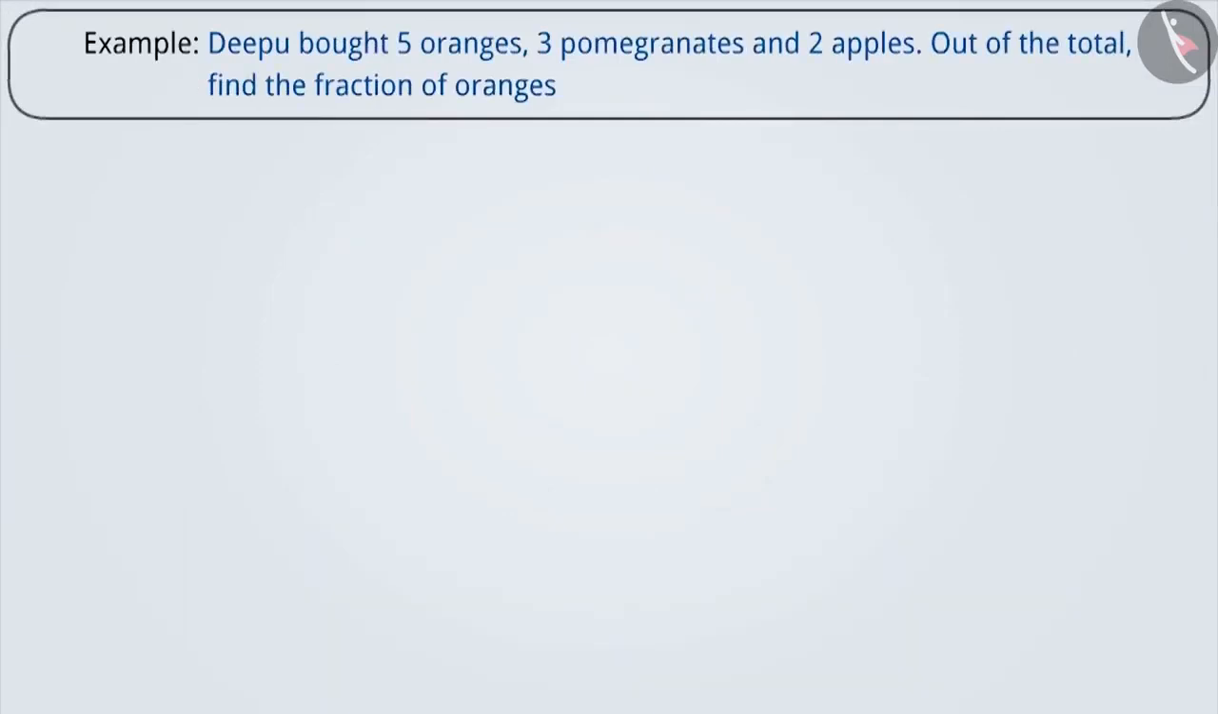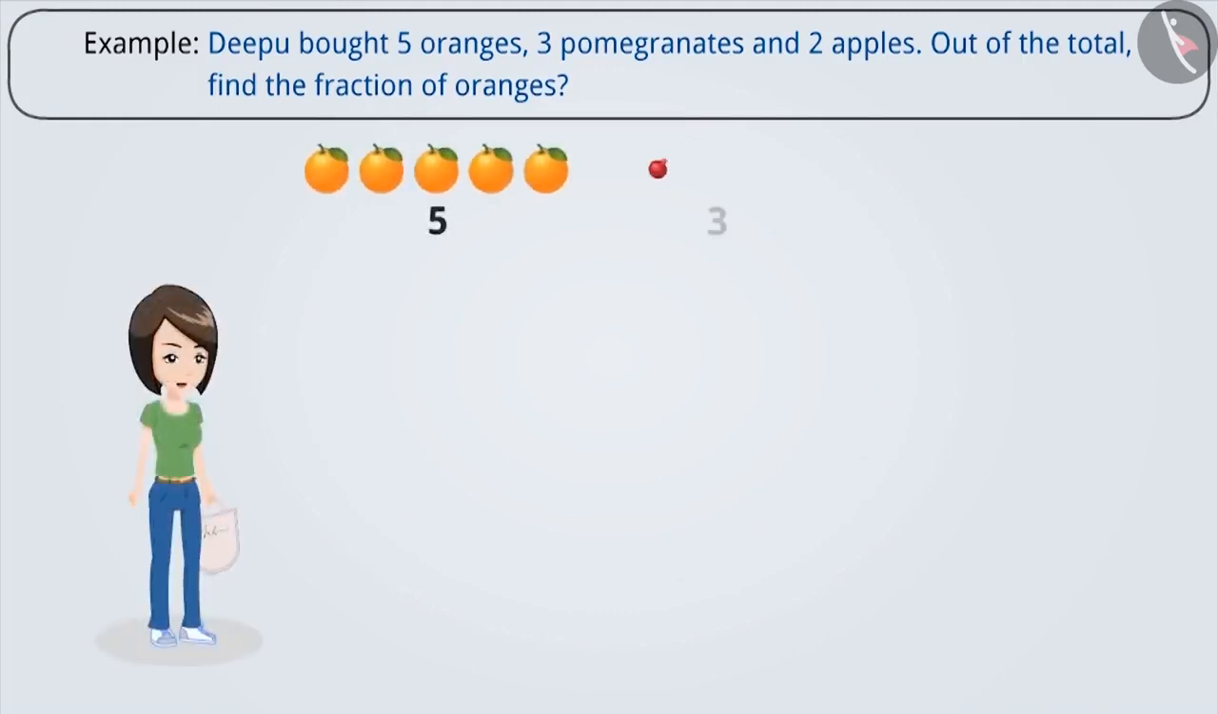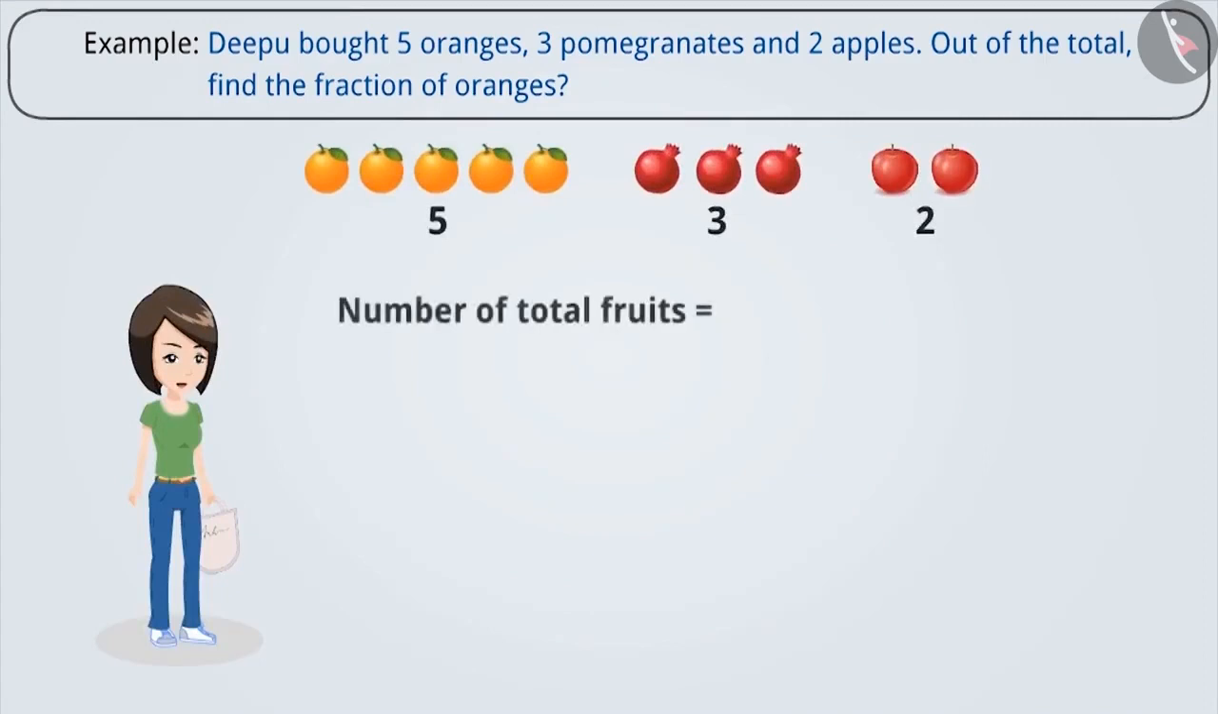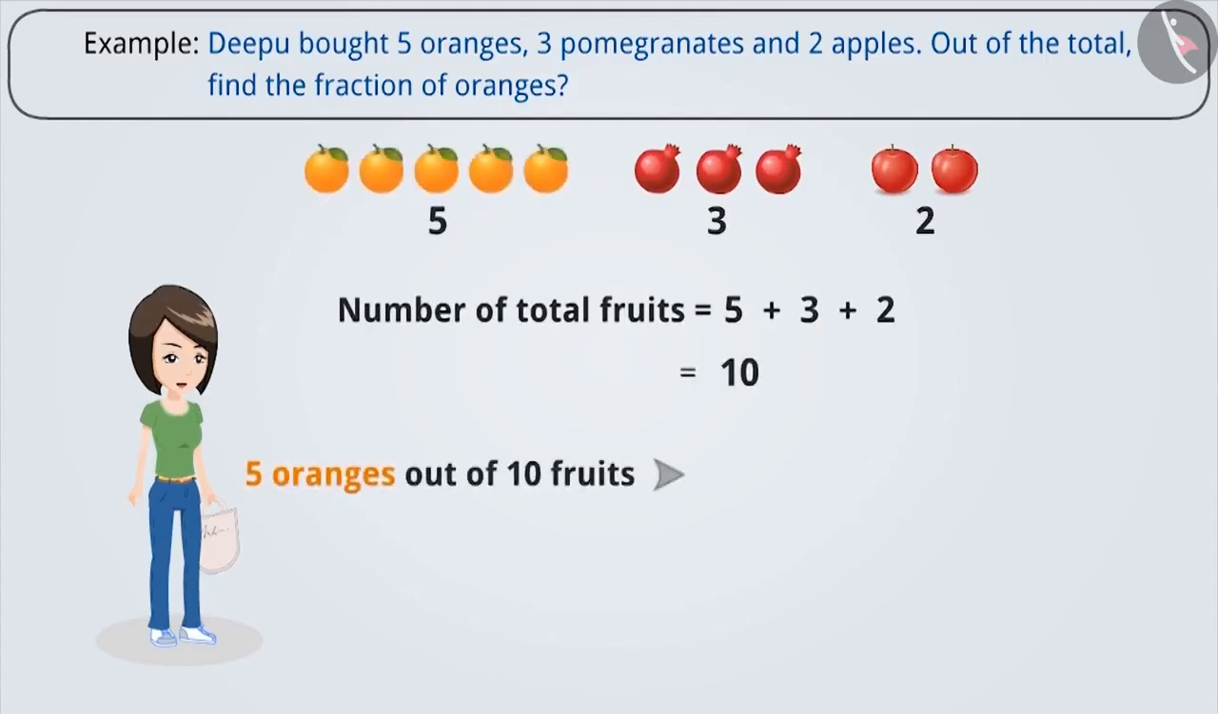Example 3. Deepu has bought 5 oranges, 3 pomegranates and 2 apples. Out of the total number of fruits, find the fraction of oranges. Here, the total number of fruits are 5 plus 3 plus 2, that is 10. Of these 10 fruits, 5 are oranges. Therefore, the denominator is 10 and the numerator is 5. By doing so, the fraction we get is 5 by 10.